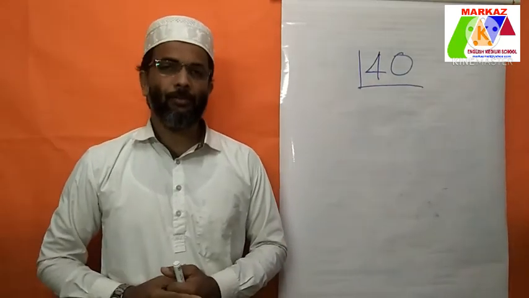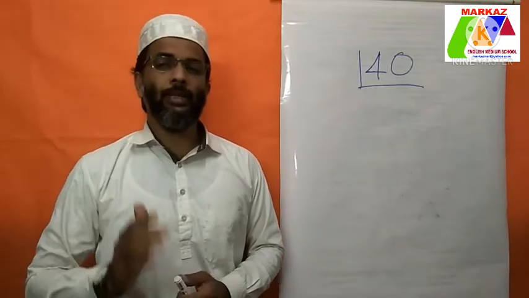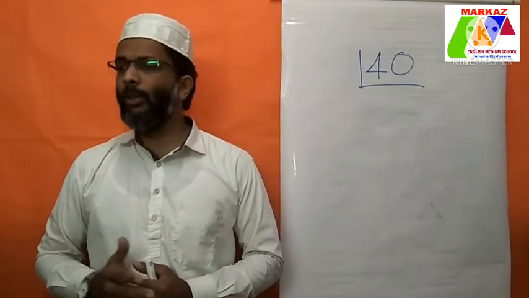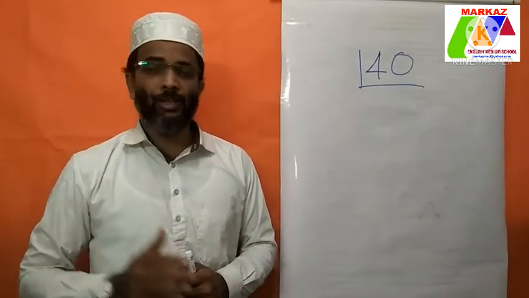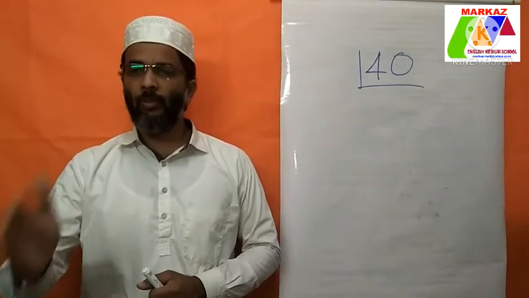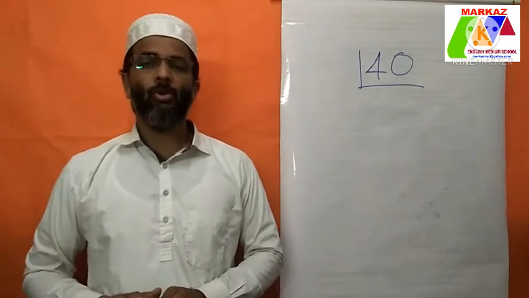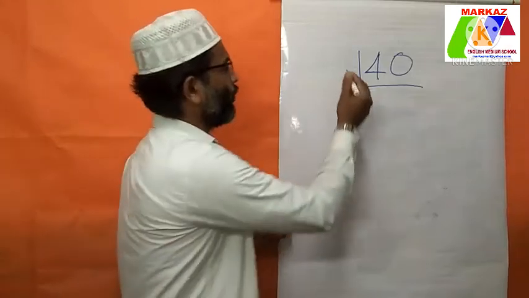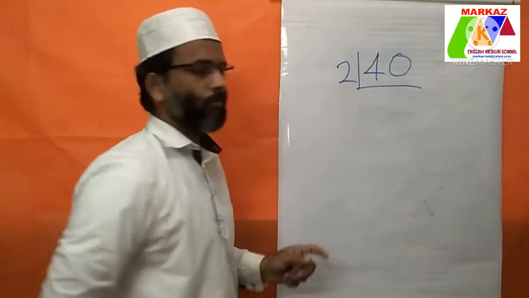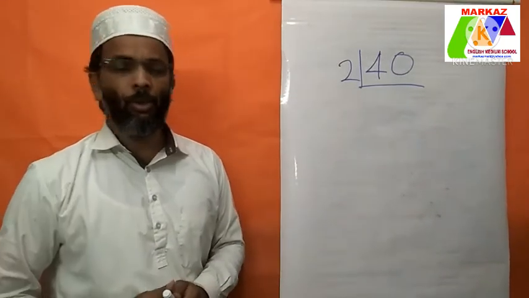Factorize 40 into its prime factors using the division method. How do we start? We will find the smallest possible prime number which exactly divides 40 without any remainder. As we can see, 40 is an even number. So we can start with the division by 2, which is the smallest even prime number. So we will do division by 2. How many 2's in 40? It is 20.